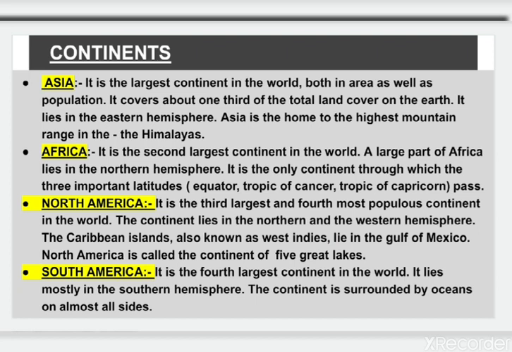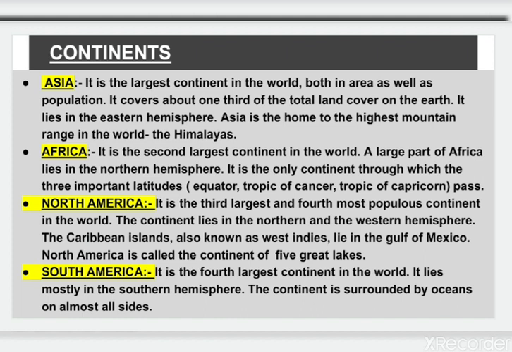Let's start with Asia. Asia is the largest continent in the world, both in area and population. It covers about 1/3 of the total land on the earth. It lies in the eastern hemisphere. Asia is home to the highest mountain range in the world, the Himalayas. Next, Africa. It is the second largest continent in the world. A large part of Africa lies in the northern hemisphere. It is the only continent through which the 3 important latitudes, the Equator, Tropic of Cancer and Tropic of Capricorn, pass.